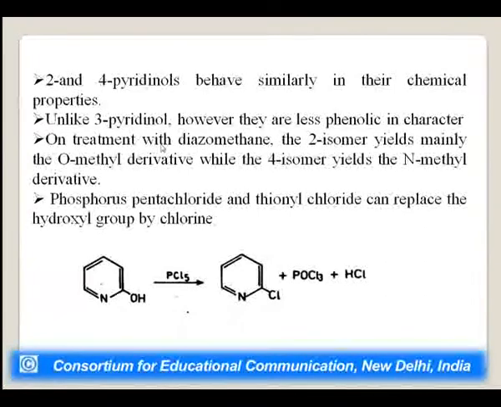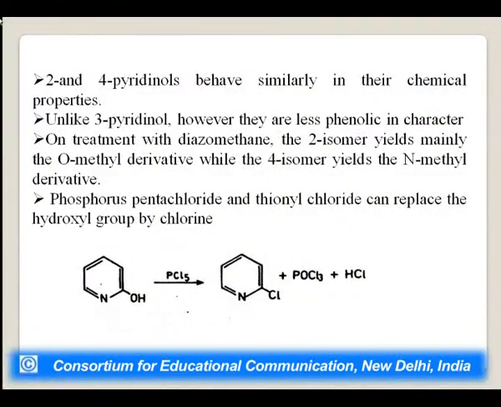Unlike 3-pyridinol, however, they are less phenolic in character. Why? Because it is attached to this conjugated system. On treatment with diazomethane, the 2 isomer yields mainly the O-methyl derivative, while the 4 isomer yields the N-methyl derivative. Phosphorus pentachloride and thionyl chloride can replace the hydroxyl group by chlorine. You can see the reaction.